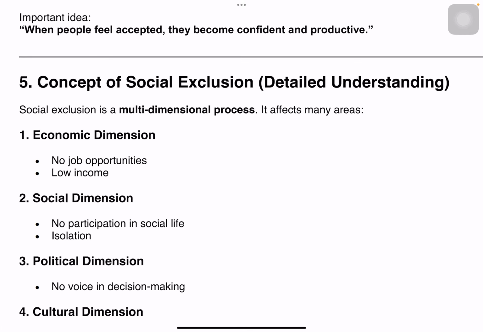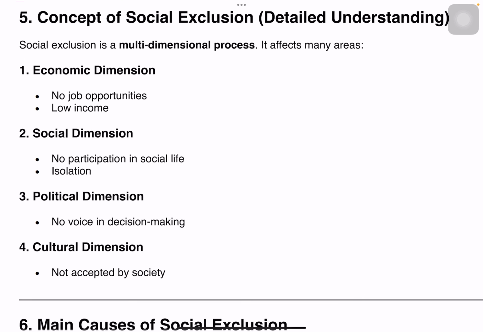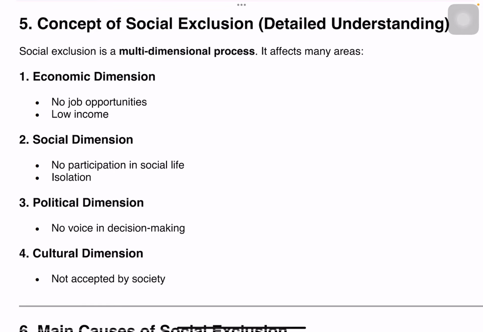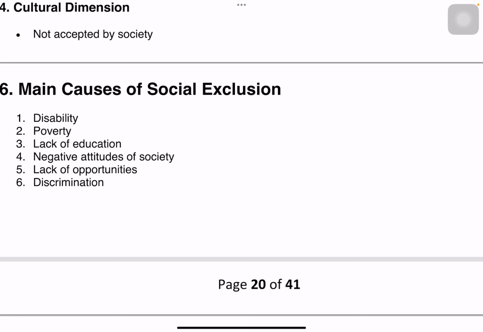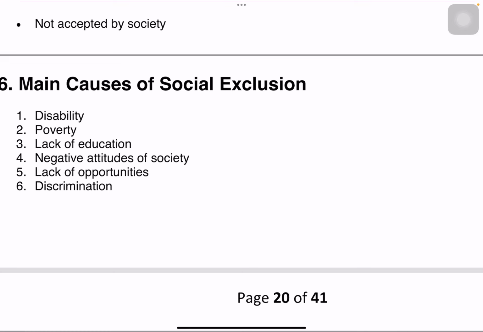Concept of social exclusion. Social exclusion is a multi-dimensional process. It affects many areas. Number 1, economic dimension: no jobs, opportunities, low income. Number 2, social dimension: no participation in social life, isolation. Number 3, political dimension: no voice in decision making. Number 4, cultural dimension: not accepted by society or culture. Main causes of social exclusion: disability, poverty, lack of education, negative attitudes of society, lack of opportunities, discrimination.